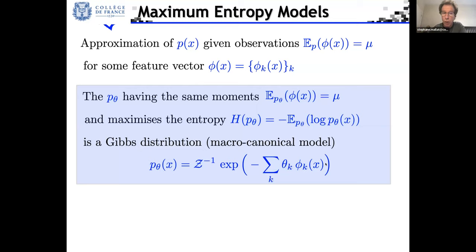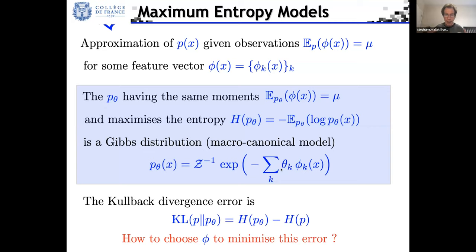Basically, you have an energy here, which is just a linear combination of the functions that you've used in your feature vector. And of course, the big difficulty is to compute this parameter theta k, that you can think of as a Lagrange multiplier. Now, of course, you're going to make an error with such a model. And the error, if you measure it with a Kullback-Leibler distance, is basically the excess of entropy of your model, p theta, relative to the true model.